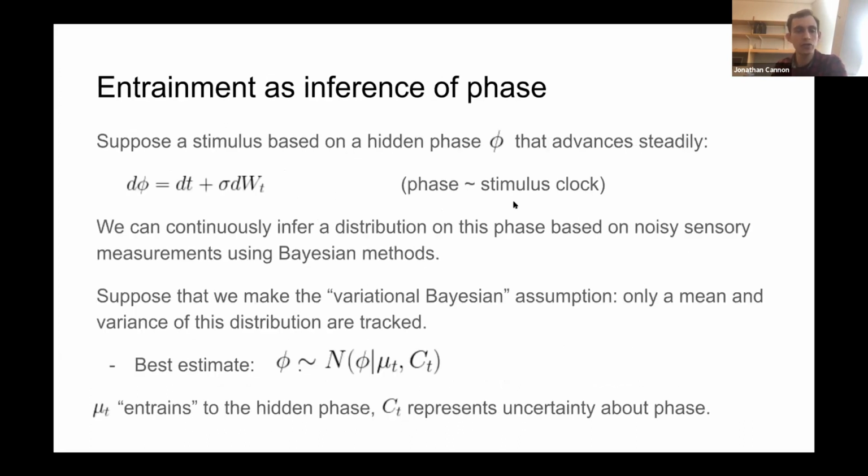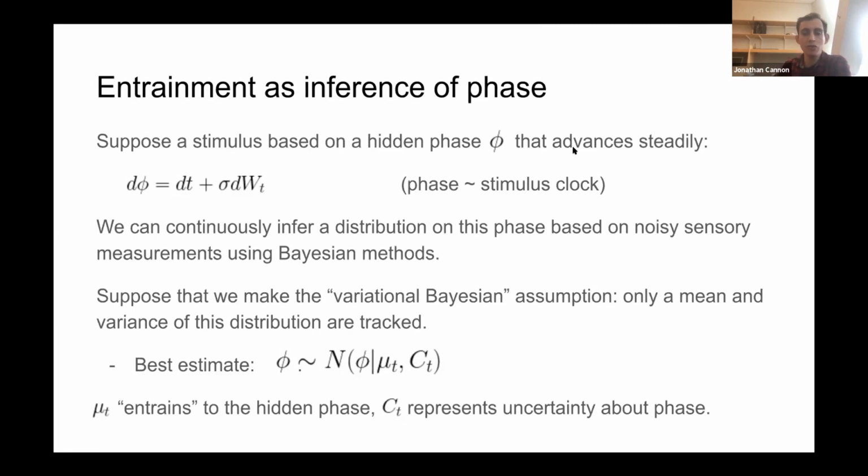So formalizing it like that, we actually end up with a pretty nice mathematical statement of what it is we might be doing in entrainment. If we suppose that a stimulus is based on some hidden phase, phi, that advances sort of like a clock, or along the real line, but advances steadily underlying the stimulus, then we can continuously infer a distribution on that phase based on noisy sensory measurements using Bayesian methods. And that inference effectively amounts to that intermediary step where we're doing that phase estimate.